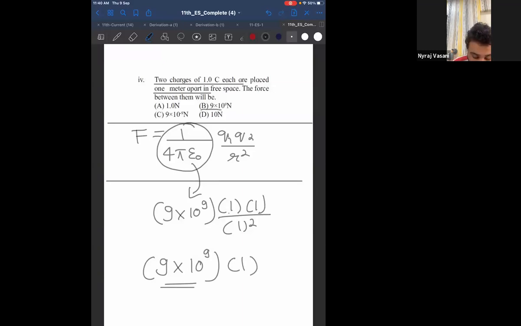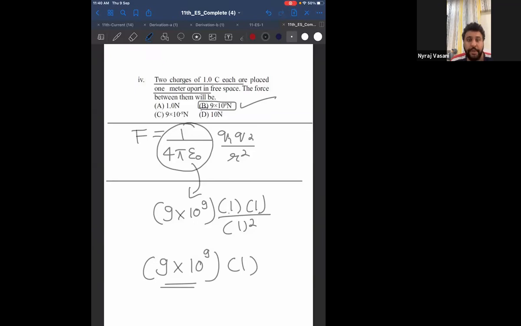That answer will be B. Check: 9 into 10 power 9 Newton. Therefore, for people who have given me the correct answer, very good. For people who have given me the wrong answer, this is the method. And for people who have given me the right answer, make sure that this is the same method you have also followed. There is no other logic to this question.